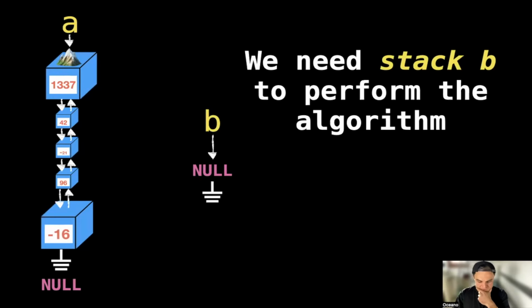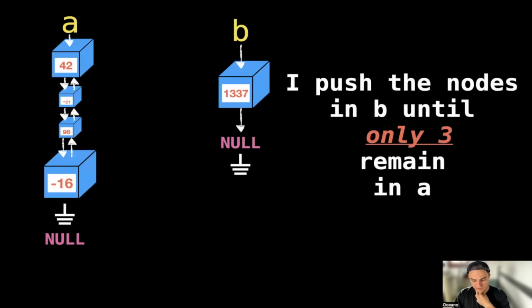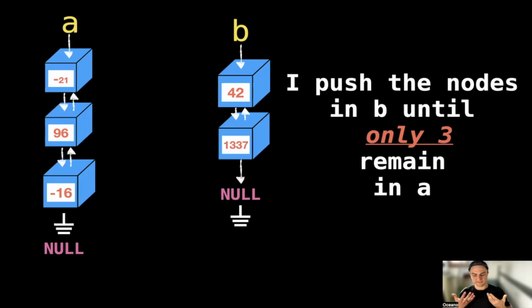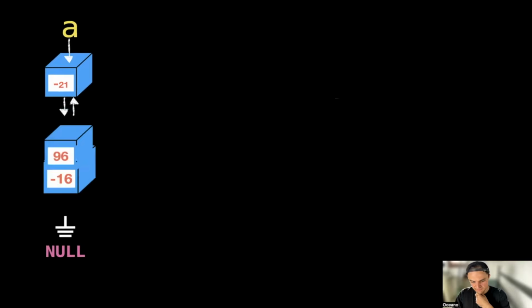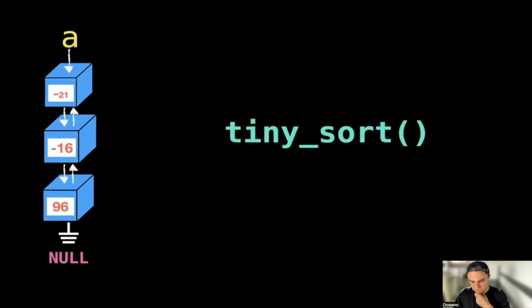So what do? I say, okay, I know that sorting 3 elements is my base case. When I have 3 elements in my stack, I perform tiny sort. This is my base case. I can do it very easily with no problems. So I push all the elements in B until only 3 nodes remain in A. Okay, so I do that. Once I get this situation, which is my base case, I perform my tiny sort on the stack A. So with tiny sort, my stack A is sorted with a maximum of 2 operations.